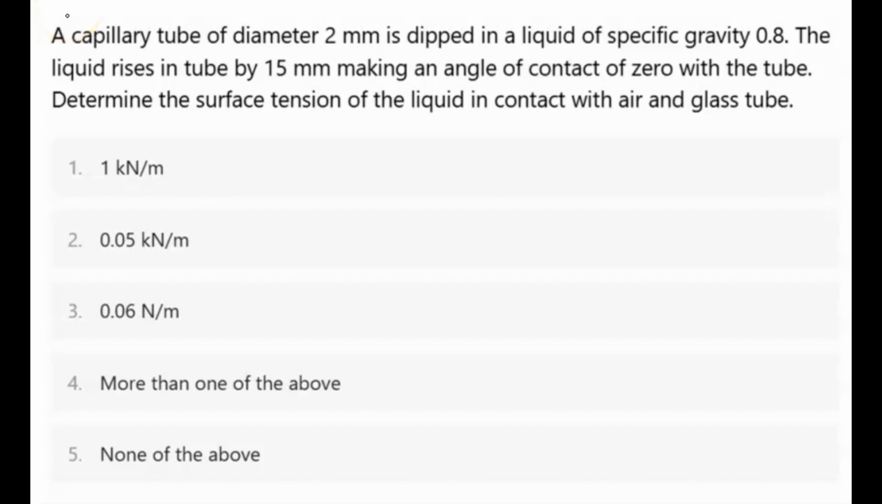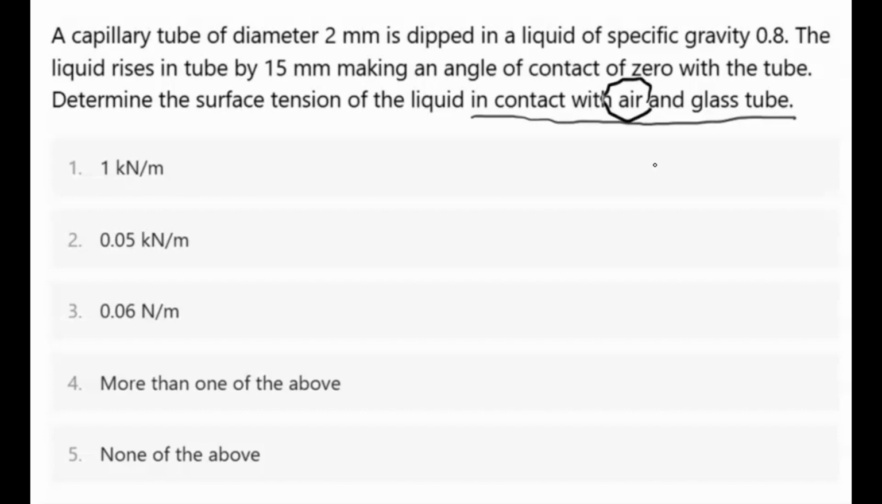The liquid rises in the tube by 15 mm, making an angle of contact of 0 degrees with the tube. This is 0 degrees, remember. So what is the question? Determine the surface tension of the liquid in contact with air and glass tube.